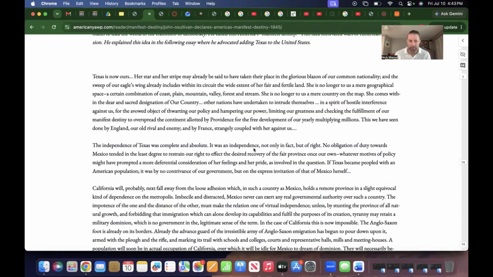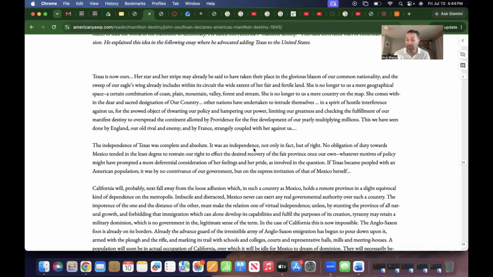Texas is now ours. Her star and her stripe may already be said to have taken their place in the glorious blazon of our common nationality, and the sweep of our eagle's wings already includes within its circuit the wide extent of her fair and fertile land. She is no longer to us a mere geographical space, a certain combination of coast, plain, mountain, valley, forest, and stream. She is no longer to us a mere country on the map. She comes within the dear and sacred destination of our country.